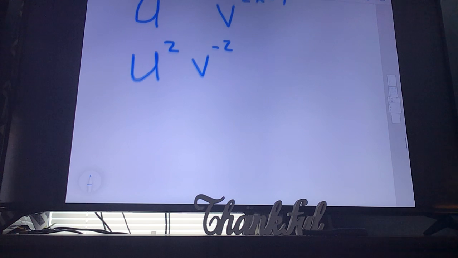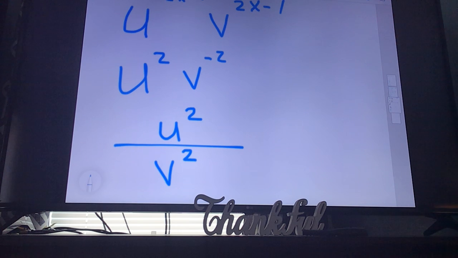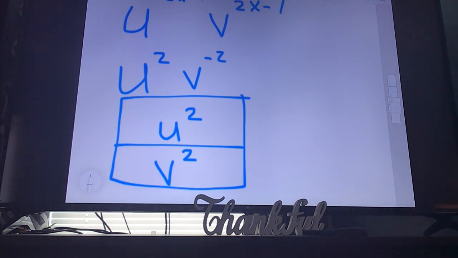Yeah, we got some negative exponents, and so we need to move those. So, draw yourself a little fraction bar. Where does that u to the 2 need to go? It's positive, so it stays on top. What about v to the -2? It's negative, so it's got to go on bottom, and it becomes a positive. And we're done.